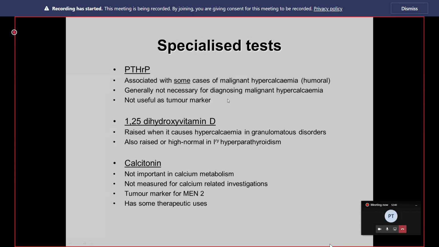I'll just touch on the specialized tests that are sometimes mentioned in relation to hypercalcemia. PTH-RP can be measured to confirm PTH-RP as the cause of malignant hypercalcemia. Generally not necessary, but sometimes it's nice to confirm; strictly not necessary. 1,25-D is said to be increased in sarcoidosis or granulomatous disorders. Again, it's been shown in practice to be not a very sensitive or specific marker. Calcitonin is a hormone which is said to have some effect on calcium metabolism, but generally not measured for calcium abnormalities. It's really a tumor marker for MEN 2.